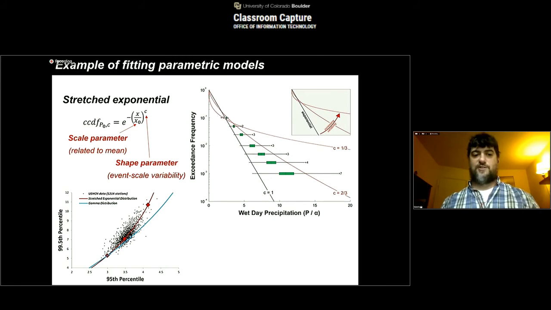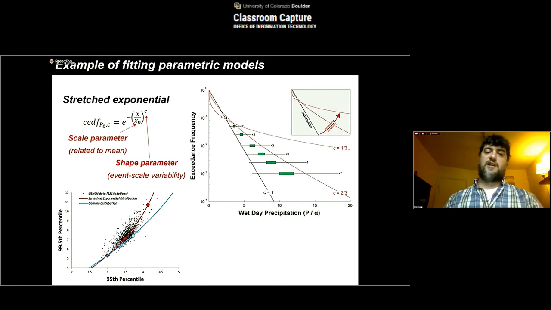These 2 different models: the blue model is a commonly used rainfall model called the gamma distribution. The red model is the stretched exponential distribution I'm showing you here and above. And then I'm showing the cloud of data that we observe from those 1,000 stations in the contiguous US.